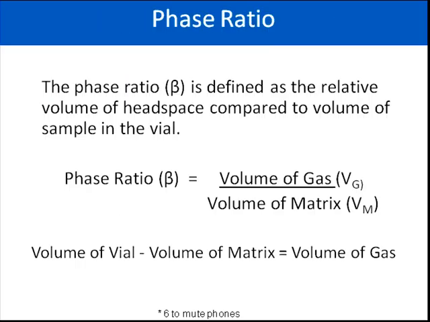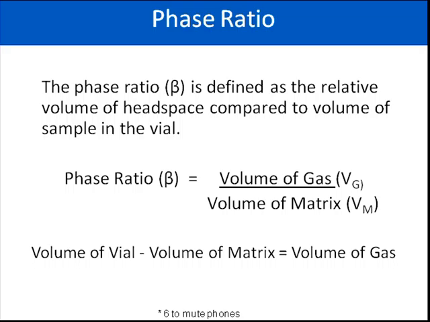So what is the phase ratio? The phase ratio is defined as the relative volume of headspace compared to the volume of sample in the vial. We can look at it in an equation: the volume of the gas divided by the volume of the matrix is going to give us what we call the phase ratio. And you'll see in a few minutes how that's really important in affecting the sensitivity of the analytes that you're trying to get out of that matrix.